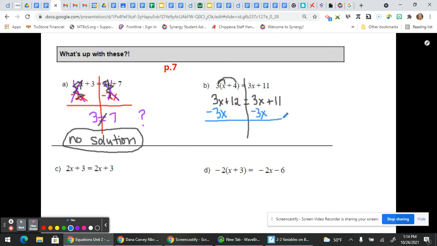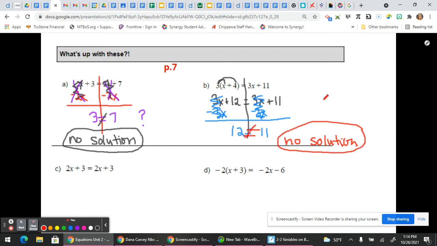I'm going to draw my teeter-totter. Well, look what happens again here. My 3x's cancel, my 3x's cancel. Now look what's left. 12 equals 11. Well, hopefully you're saying that's not true. 12 will never equal 11. There is no solution. These are not equal. So again, there is no solution for this problem. So no solution exists. That is how we would answer that one.